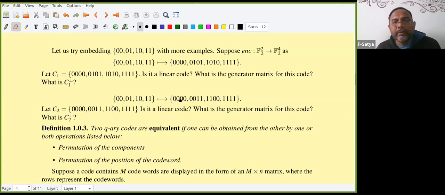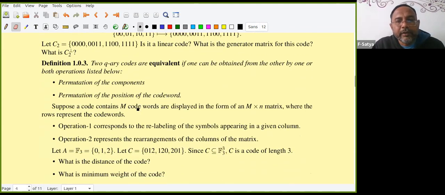Similarly, I gave this one. 0, 0 mapped to 0, 0, 0, 0. 0, 1 mapped to 0, 0, 1, 1. Is it a linear code? What is the generator matrix and all? So two questions are asked.